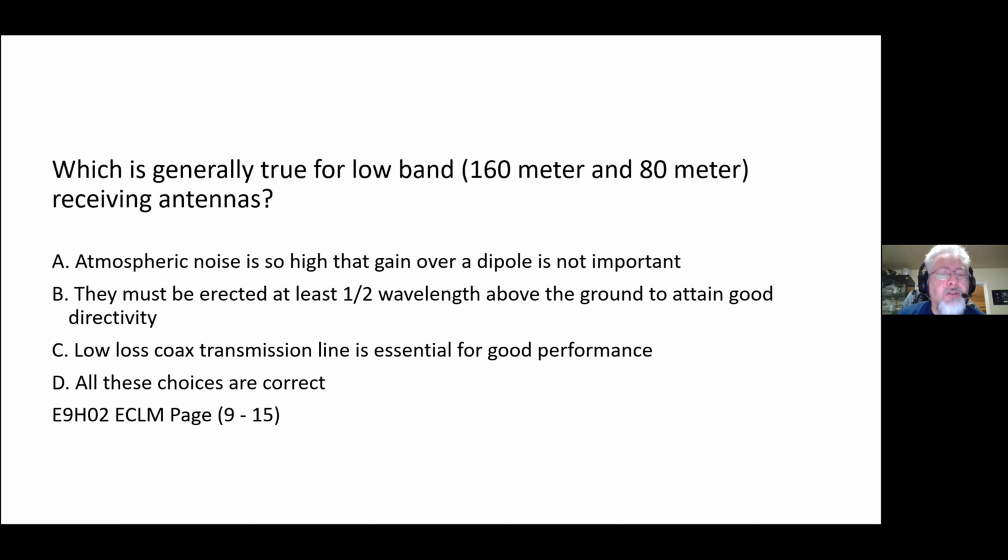A, atmospheric noise is so high that gain over a dipole is not important. B, they must be erected at least 1/2 wavelength above the ground to attain good directivity. C, low loss coax transmission line is essential for good performance. D, all these choices are correct. Alpha. Alpha is correct. Atmospheric noise is so high that gain over a dipole is not important.